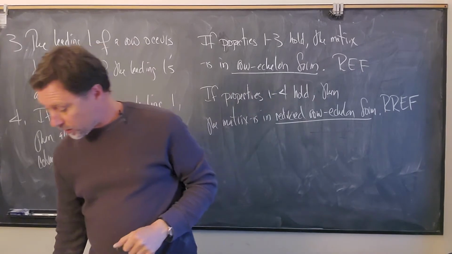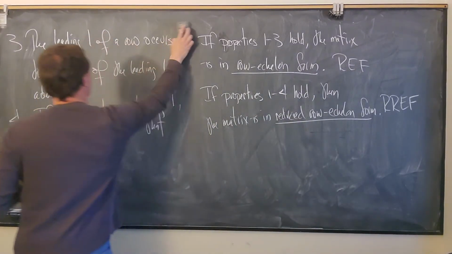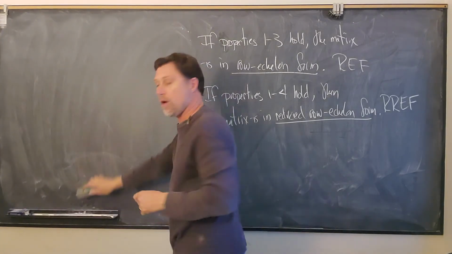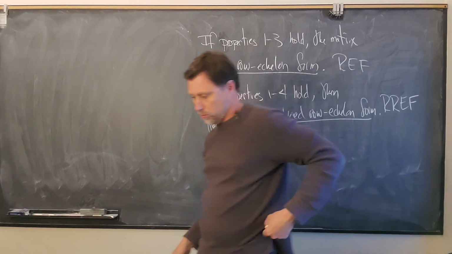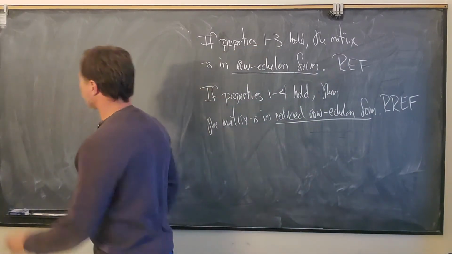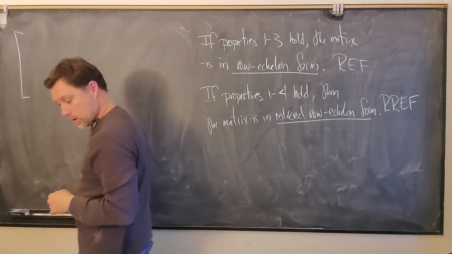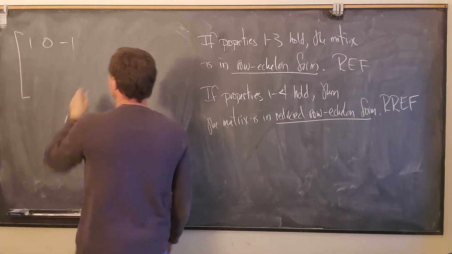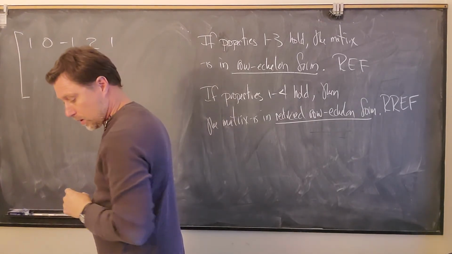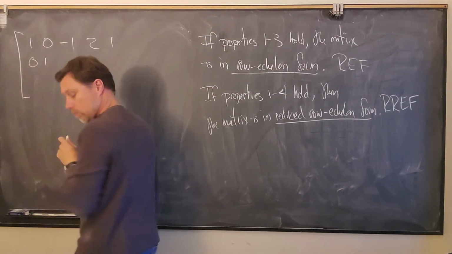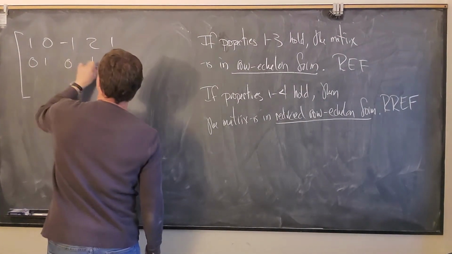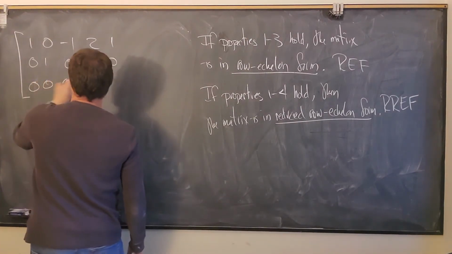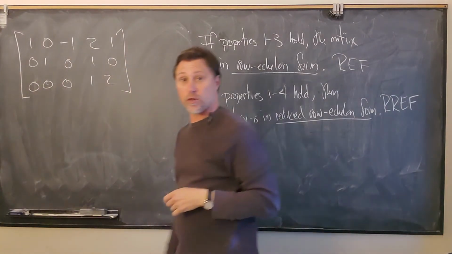Okay, so let's look at a few examples. I'm going to write all three examples down, and then we'll take a look at them. So the first one: 1 0 minus 1, 2 1, 0 1, 0 1 0, and then the last row 0 0 0, 1 2. Okay. So there's matrix number 1.